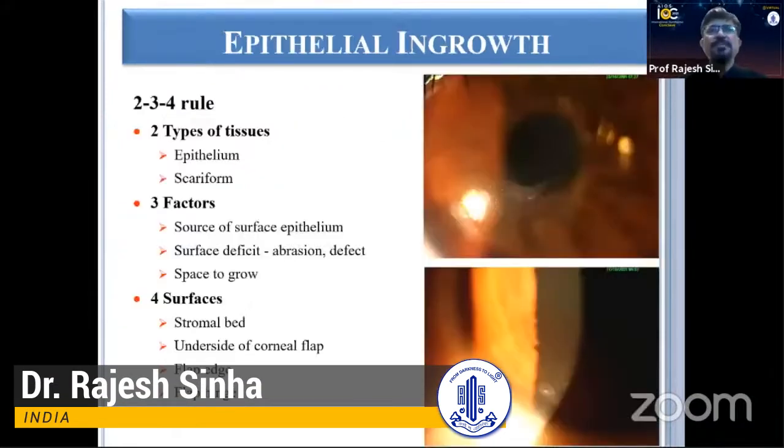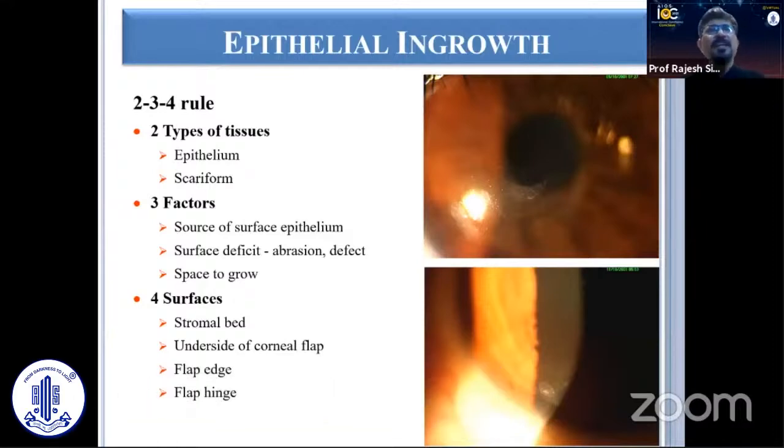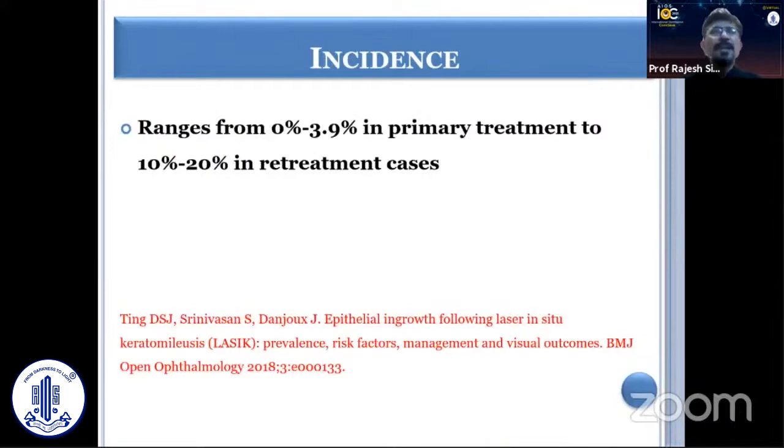sheets. So it depends on the severity. It can have variable severity. There are certain factors that are related to it. There should be a source of surface epithelium, there should be a surface deficit, abrasion, or defect, and there should be a space to grow. So the space to grow means that the flap adhesion is not very good. And that is why it happens.